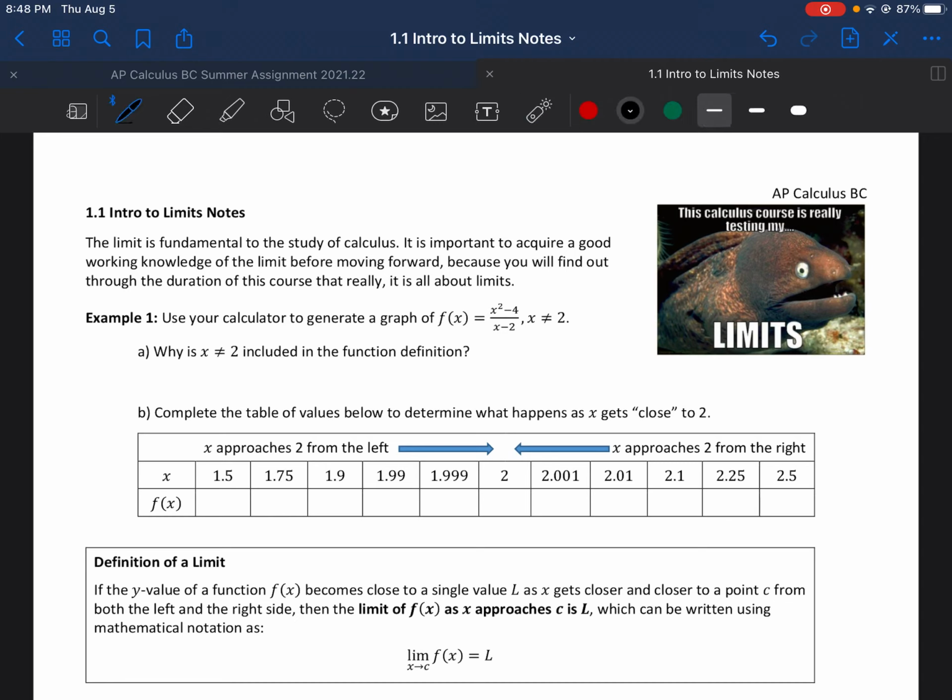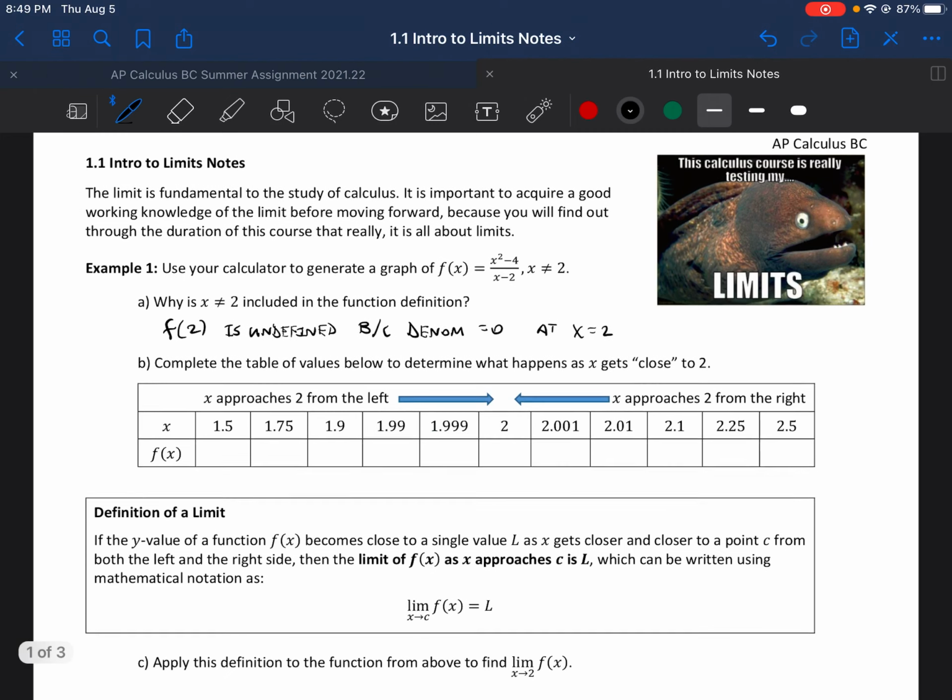So in writing, f of 2 is undefined because the denominator equals 0 at x equals 2. Okay, so that's why x is not allowed to equal 2. When you get 0 in the denominator, the function would be undefined.